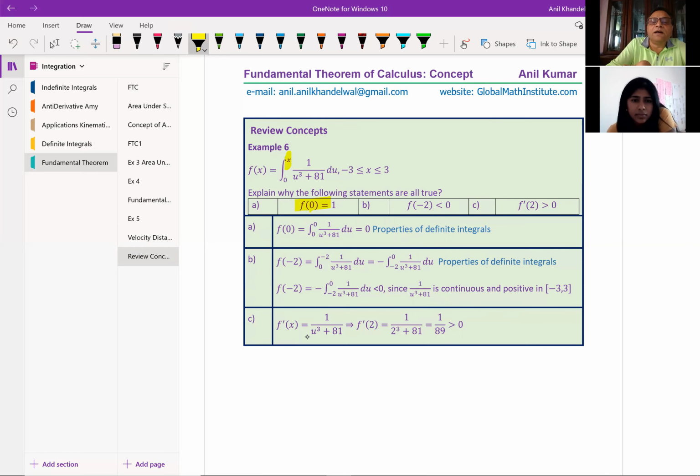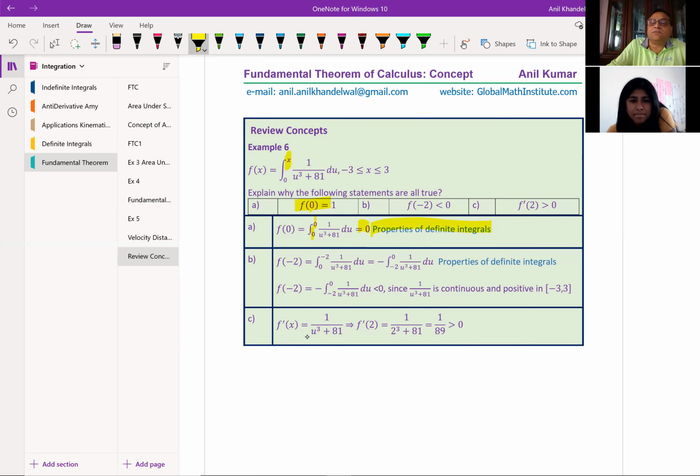See here. If I substitute x with 0, my definite integral will be the same limits. Correct. So 0 minus 0 is just zero. It's zero area. So that is the property of definite integral. We know it is 0.